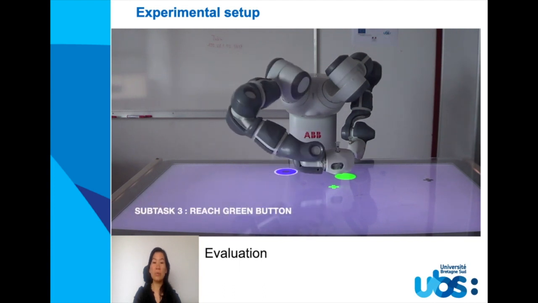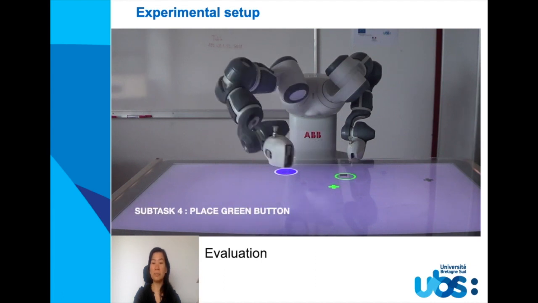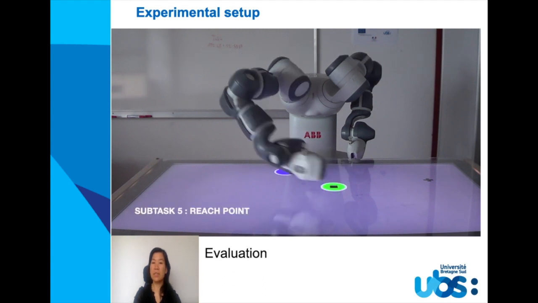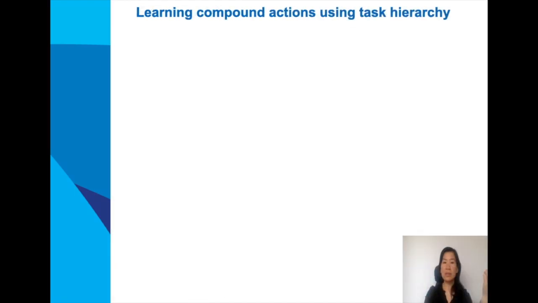So to move the blue and the green object, which then makes a burst sound, and then it pushes another button to make a more sustained note. This is about learning compound actions using task hierarchy.